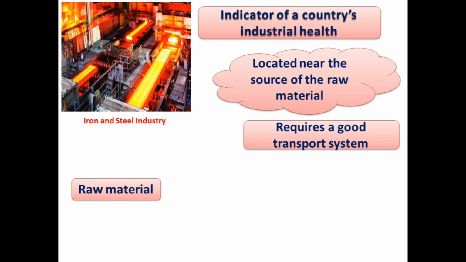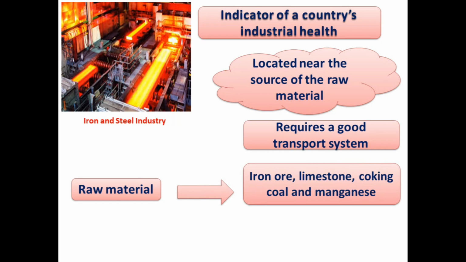Which raw materials are these industries using? These industries are using iron ore, limestone, coking coal and manganese. Okay, which raw materials are these industries using? Iron ore, limestone, coking coal and manganese.